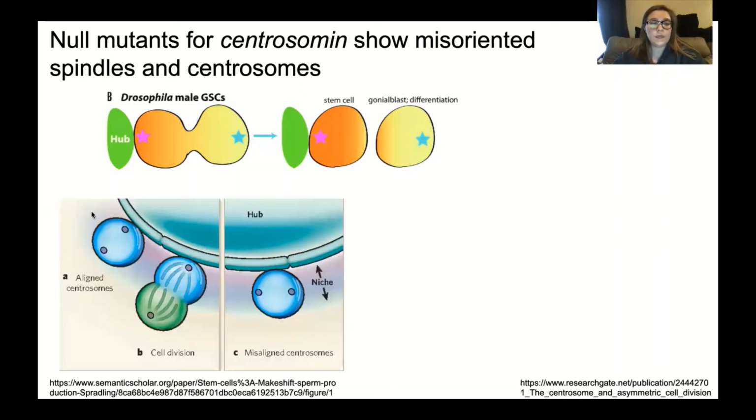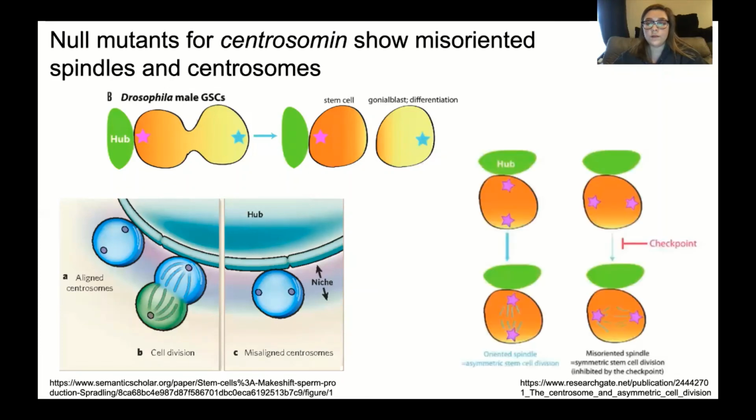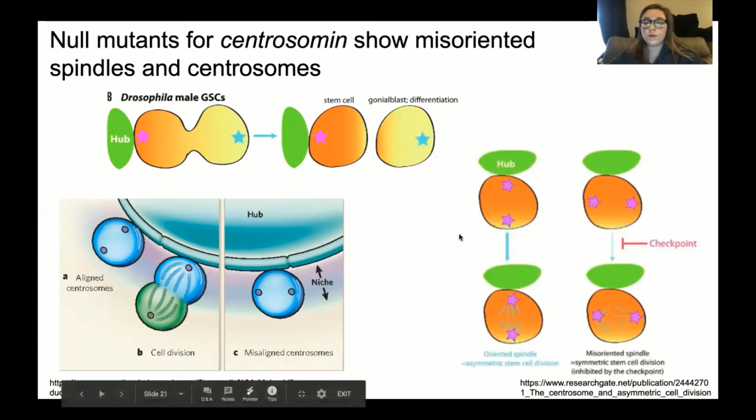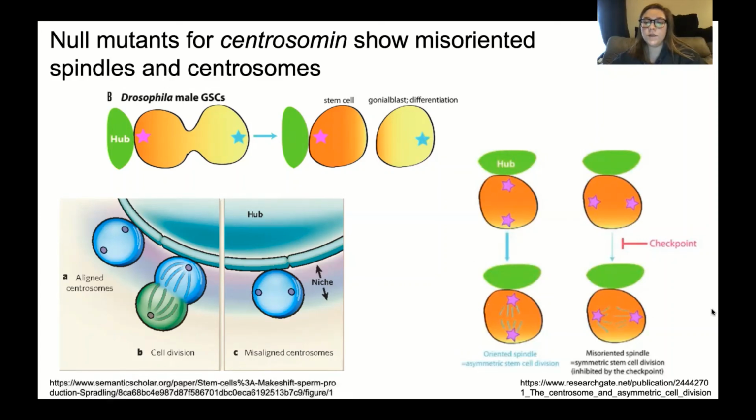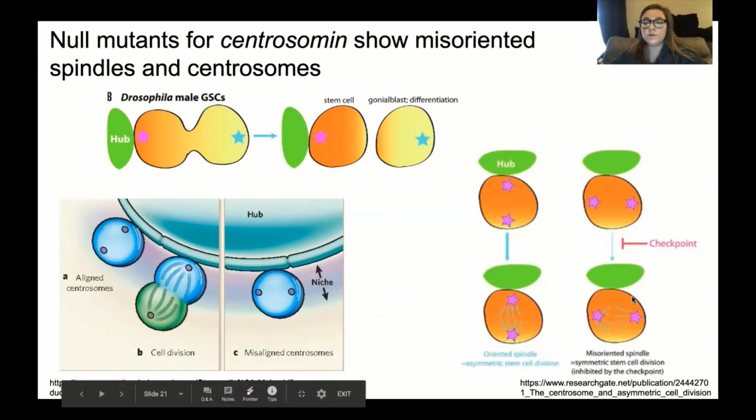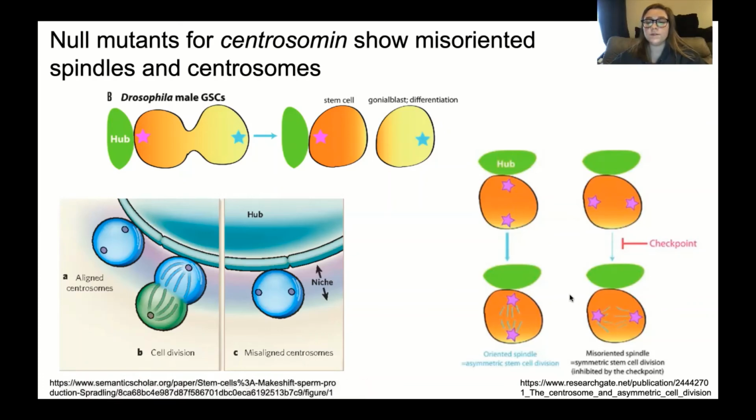Again, here is a diagram showing proper alignment of the centrosomes and then therefore proper spindle formation and asymmetric division, whereas here the centrosomes are not aligned with the hub and they cannot go on to asymmetrically divide. And just one more diagram showing again, here is the properly oriented spindle showing that it will lead to asymmetric stem cell division versus a misoriented spindle. This leads to symmetric stem cell division, which is not what we would like to see.